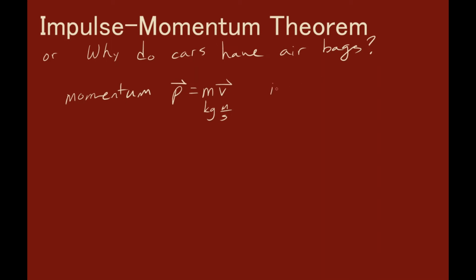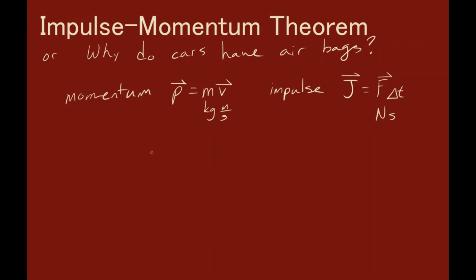The other quantity we need to understand is called impulse. Impulse is represented with a capital J, and it's the product of the force and the time the force is applied for. The units for it are the Newton seconds.